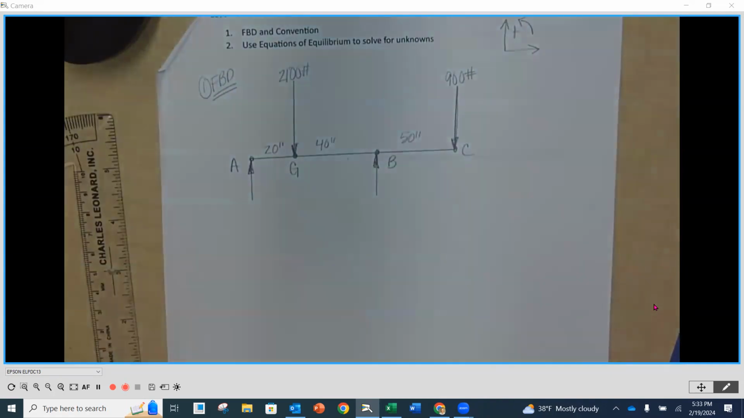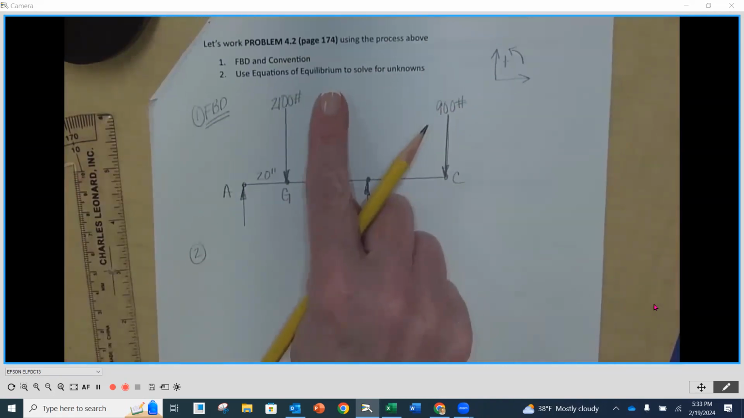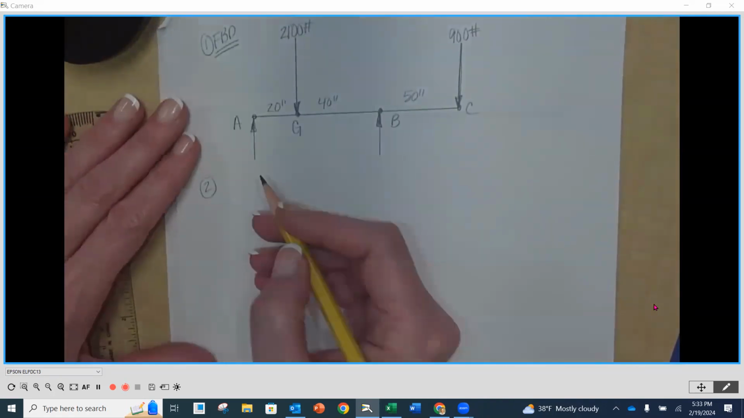Important that you draw it sizable, make it large enough so that you can make the notes on here and you can make sense of it. Okay. You don't have to fit it into a little corner. So in step number 2, as it says up here, we're going to use our equations of equilibrium to solve for the unknowns. So I'm just going to write them out here.